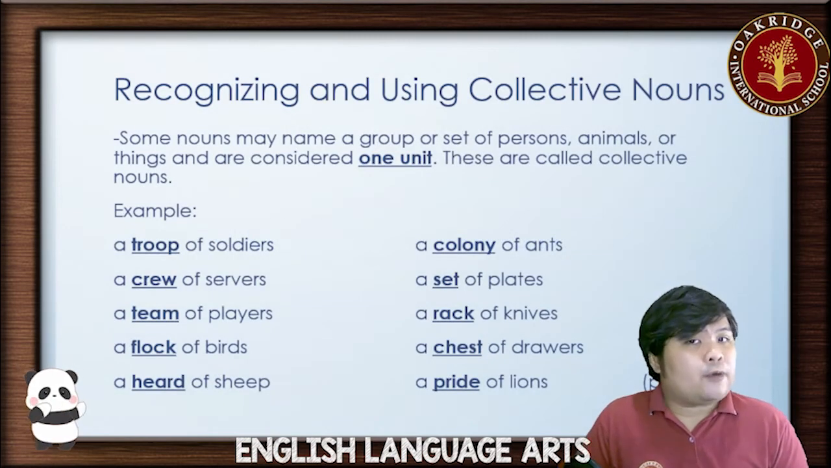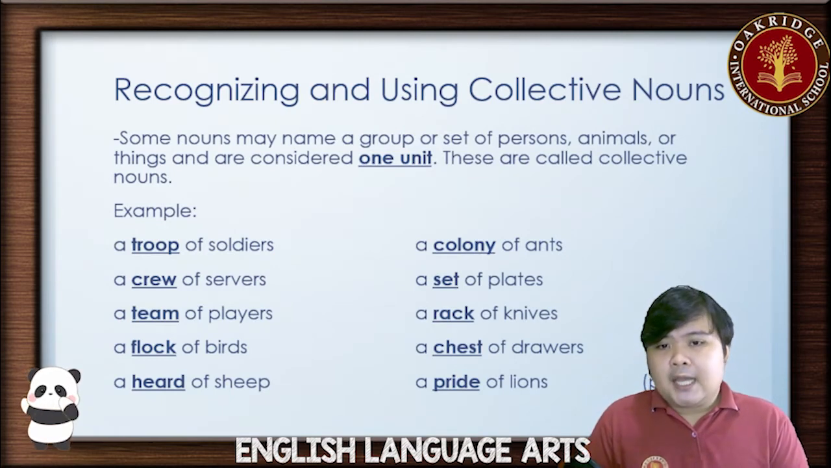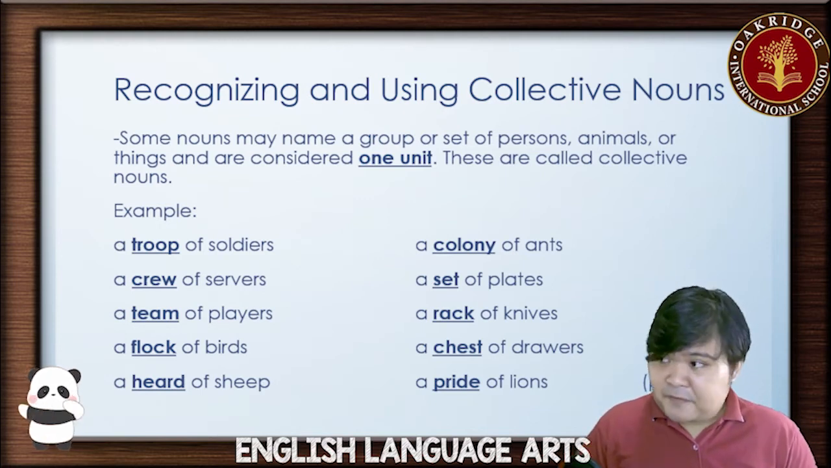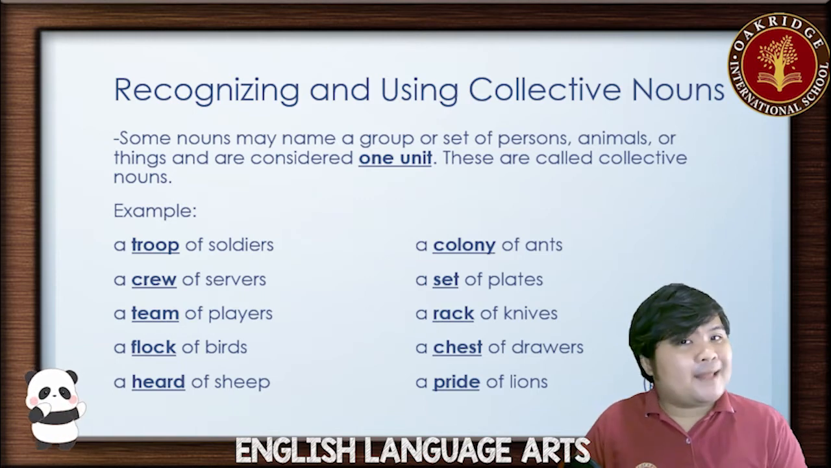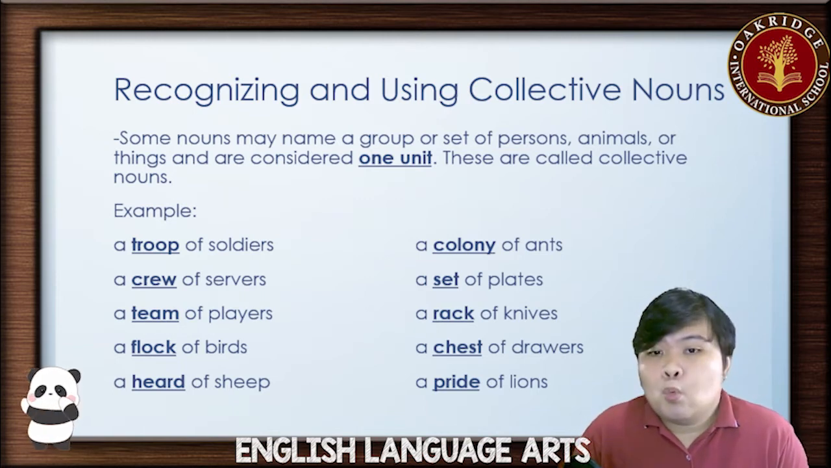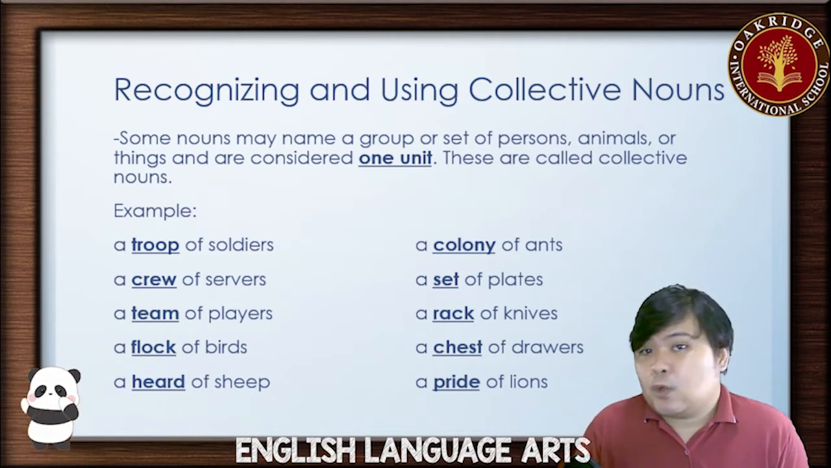Unlike count nouns and mass nouns, collective nouns are different. See, they refer to a group. It is more than one, but they are considered as one unit. That means they are all considered as one.